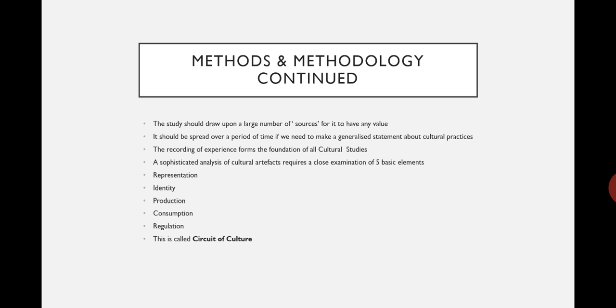A sophisticated analysis of cultural artifacts requires a close examination of 5 basic elements. They are representation. How is something represented in a particular culture? Identity. How are identities created? Production of meaning, consumption of meaning. How it is regulated. This 5-point path is called the circuit of culture. This is an analytic method used by cultural studies.